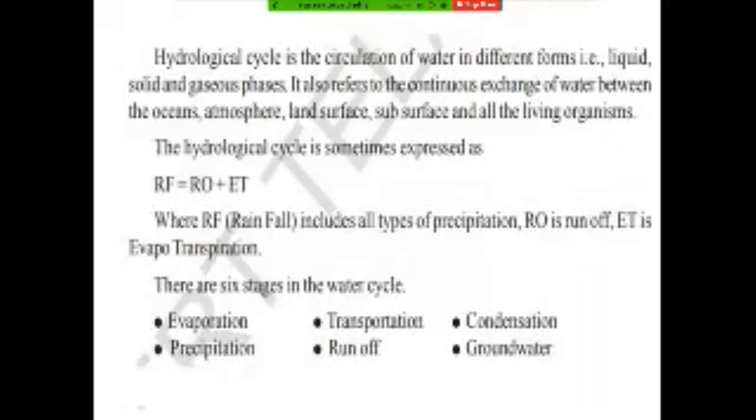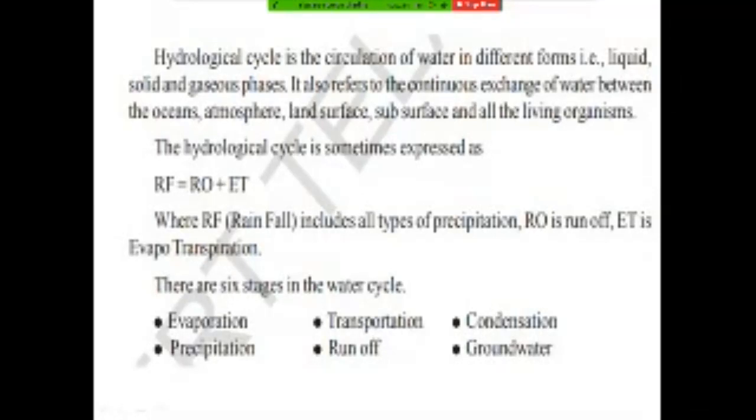Now, there is a cycle. In the 7th class, we learned the cycle in simple words as the water cycle. The same water cycle is also called the hydrological cycle. It is a circulation of water in different forms: liquid, solid and gaseous. Liquid is the water which we see in the form of lakes, streams, oceans, etc. Solid is in the form of ice caps and glaciers. Gaseous: when we boil water, vapor comes out. That is called the gaseous stage.